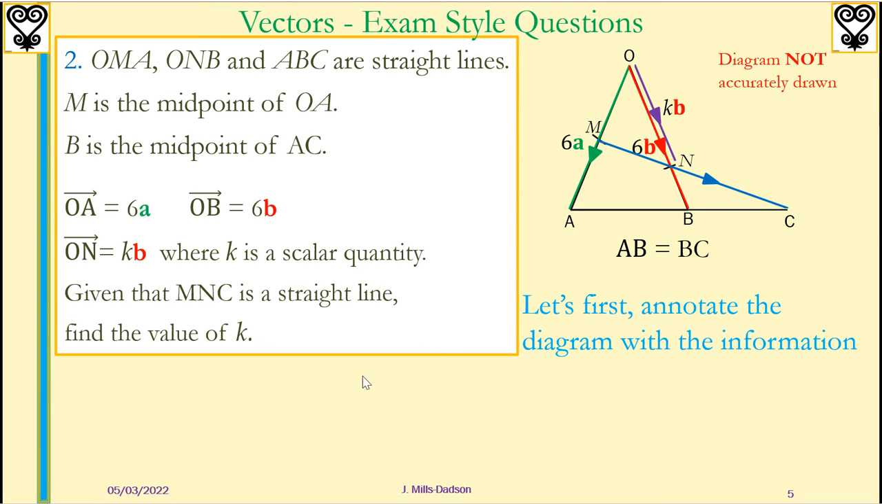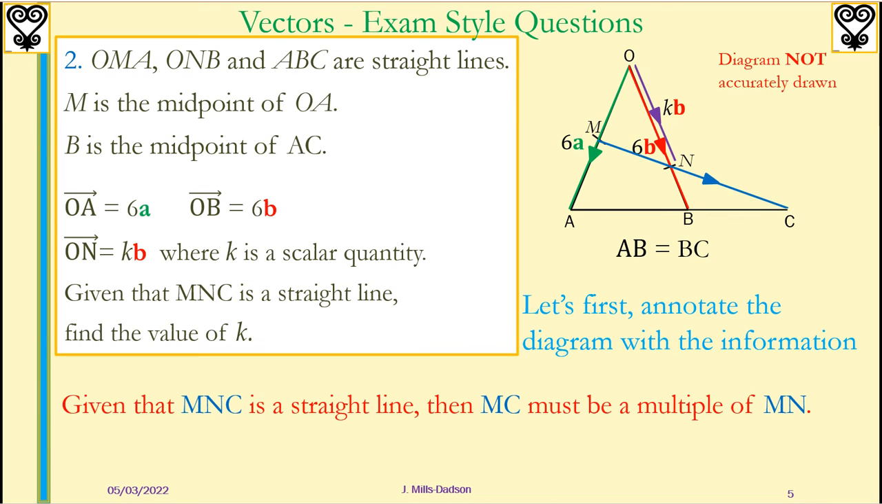So to work out K, we can use the confirmation of a straight line by saying that if that is so, then it means that vector MC should be a multiple of vector MN. And once we manage to do that, we'll be able to look at the components and actually know what is missing for the value of K. So that's what we're going to do.